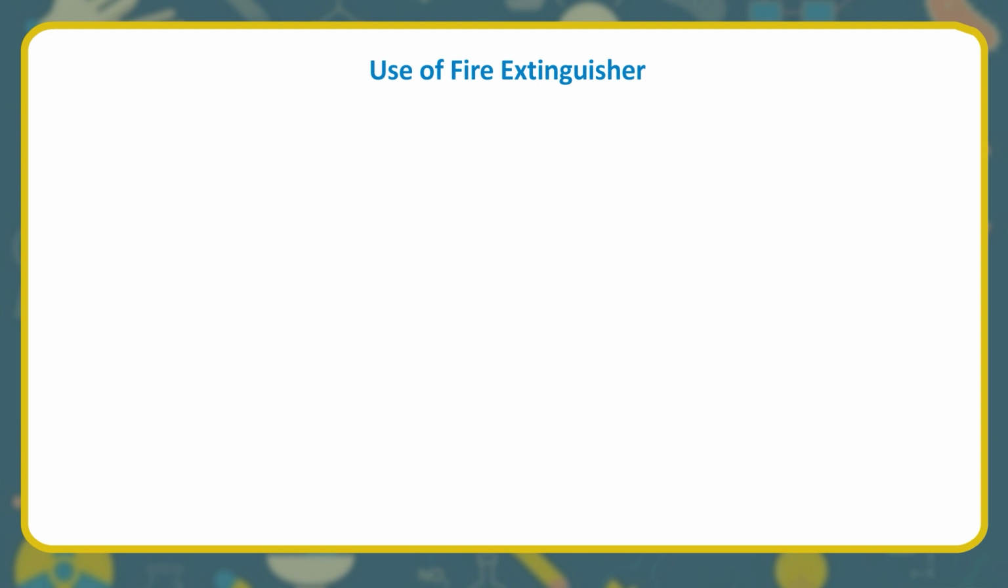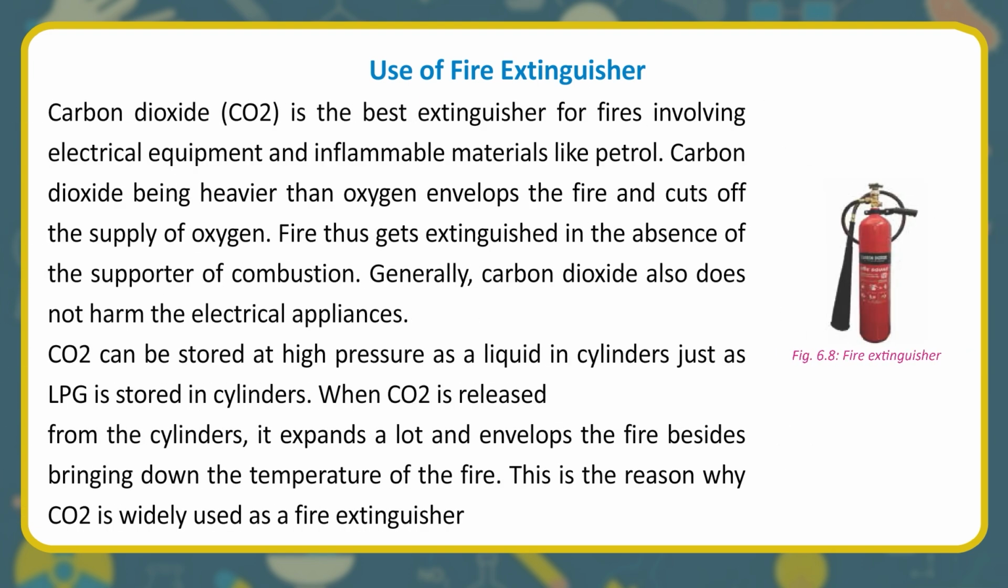Use of fire extinguisher. Carbon dioxide, CO2, is the best extinguisher for fires involving electrical equipment and inflammable materials like petrol. Carbon dioxide, being heavier than oxygen, envelops the fire and cuts off the supply of oxygen. Fire thus gets extinguished in the absence of the supporter of combustion. Generally, carbon dioxide also does not harm the electrical appliances.